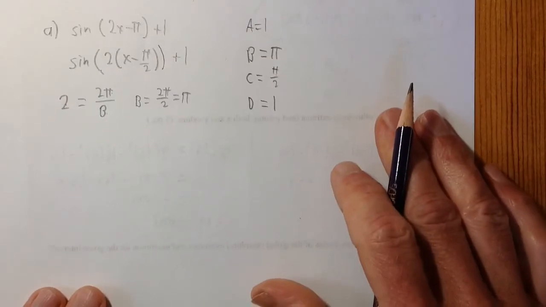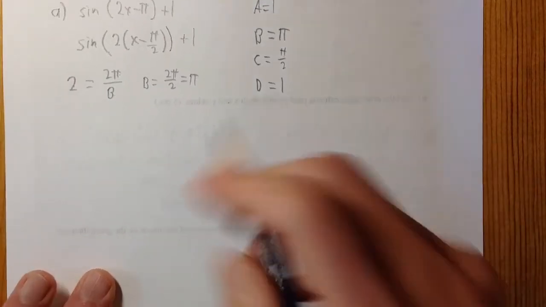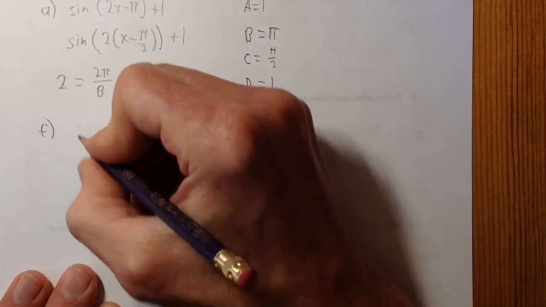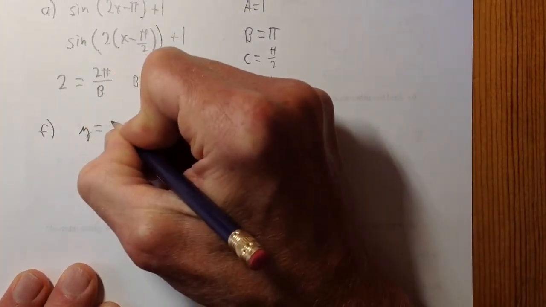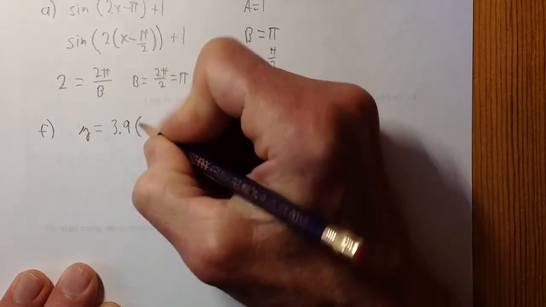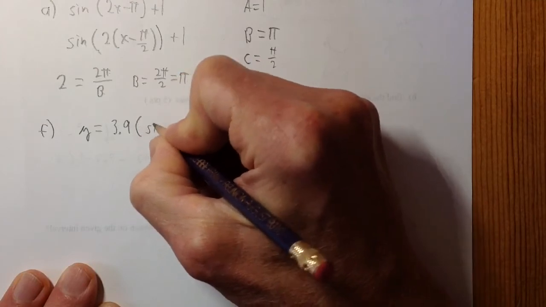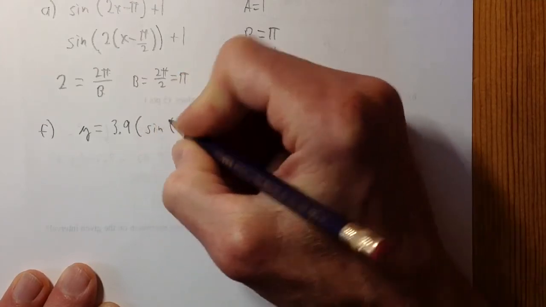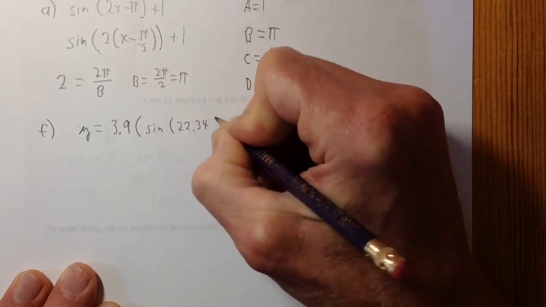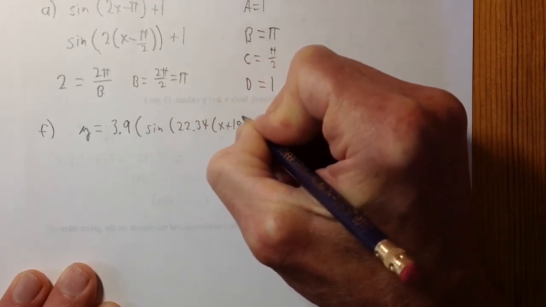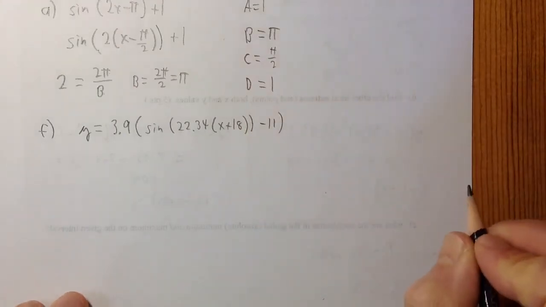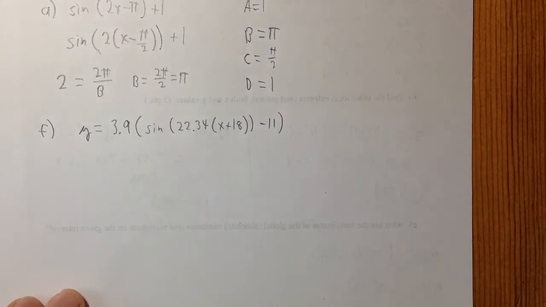All right, let's do one that looks a little bit trickier, like f, and then you can practice the other ones on your own. For f, they have y equal to 3.9. Oh, lots of parentheses here. They're trying to fool us. Sine of, holy cow, 22.34 times x plus 18, and then minus 11 and more parentheses. Okay, I might need a calculator on this one.